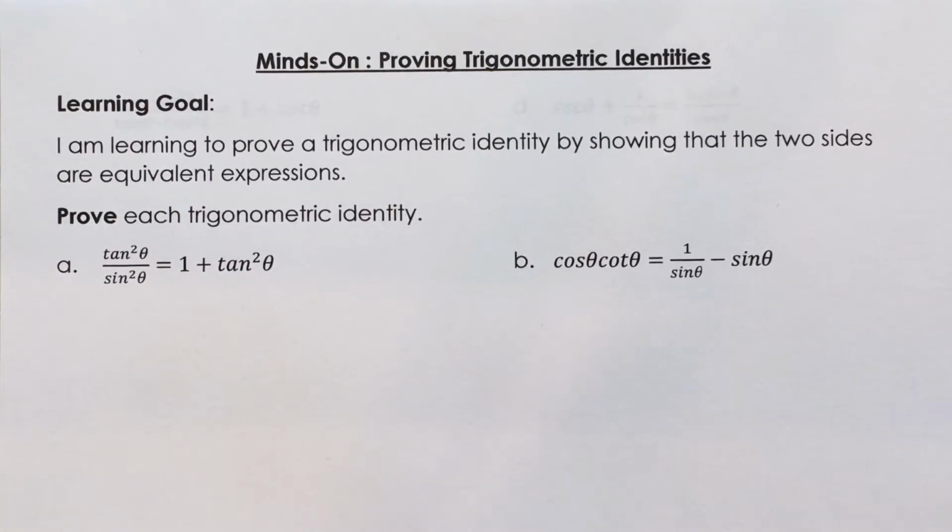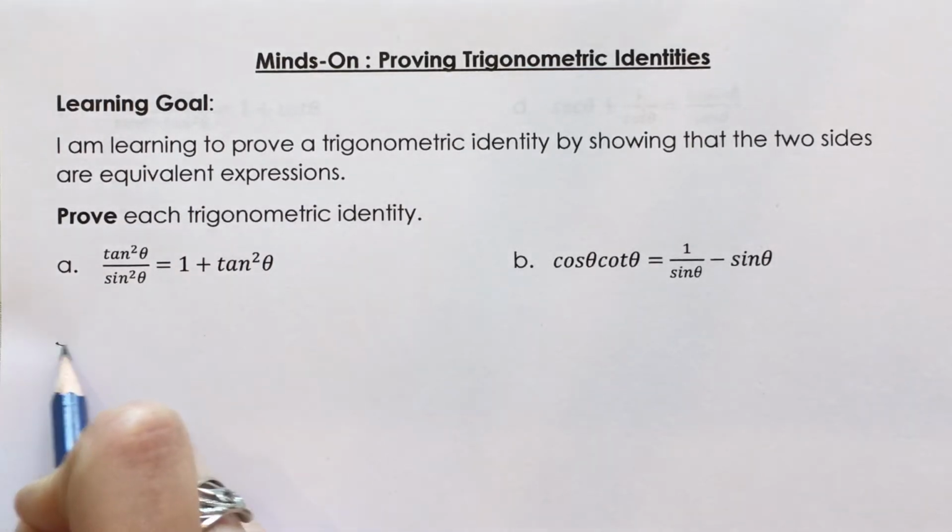Okay, this video is on proving trig identities. It's a continuation from yesterday. We're just going to do a minds on a few more examples. So we're learning to prove a trig identity by showing that the two sides are actually equivalent expressions. So prove each trig identity.